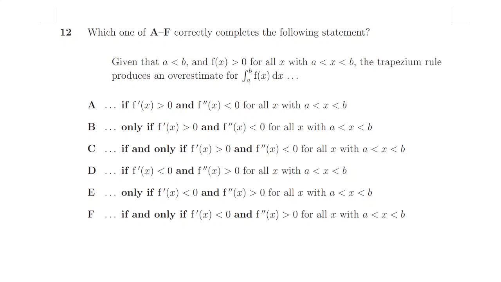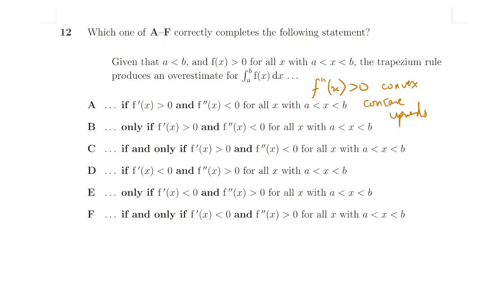So what does it mean, first of all, for the trapezium rule to produce an overestimate? Well, it means that the second derivative is greater than 0, when the function is convex. Do you use the word convex, or some people use concave upwards? Concave upwards. Okay, same word. I like convex more, but if someone uses concave upwards, it means the same thing.